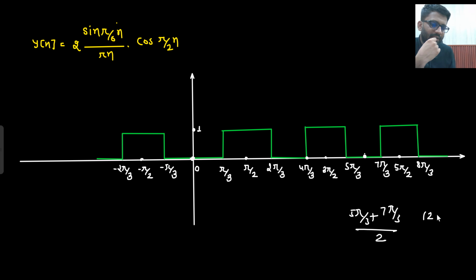So what you are getting is 12 pi divided by 6, so this center will be 2 pi. What about this center? This center will be pi: 2 pi by 3 plus 4 pi by 3 is 6 pi by 3, that is 2 pi, divided by 2, so this center will be pi. So similar thing, whatever I made here, the same thing will be made here as well.